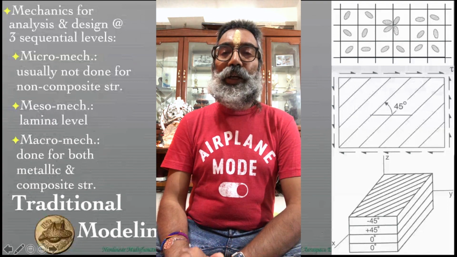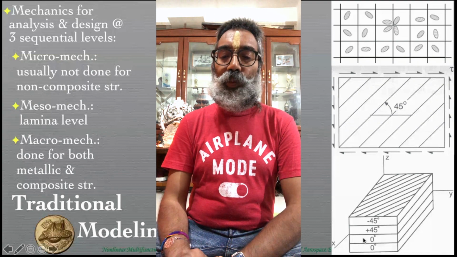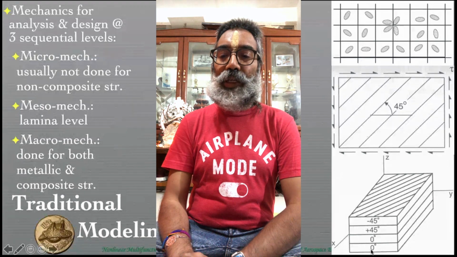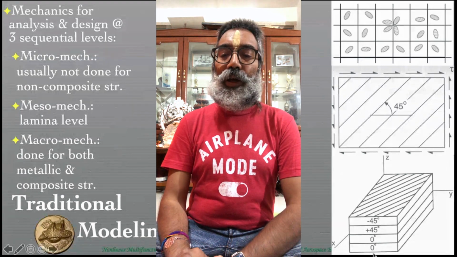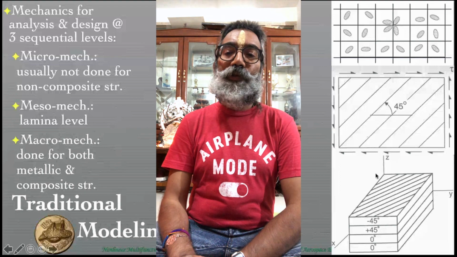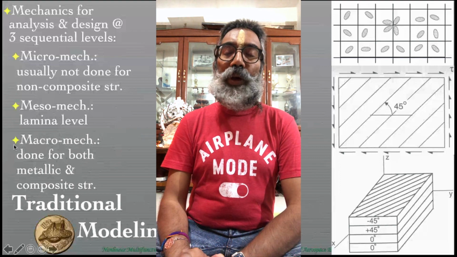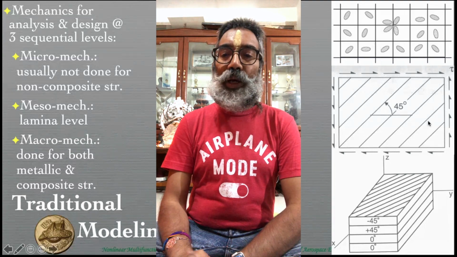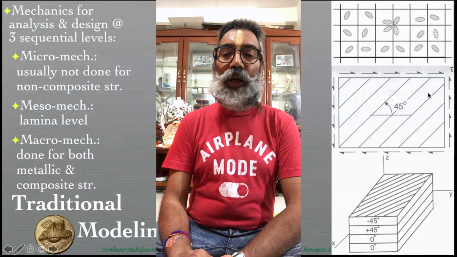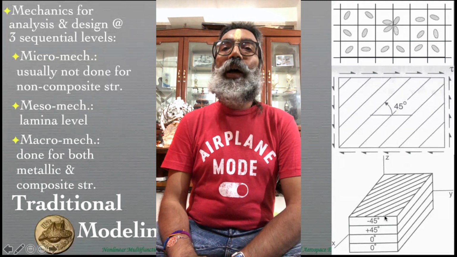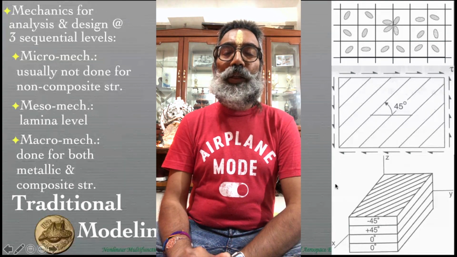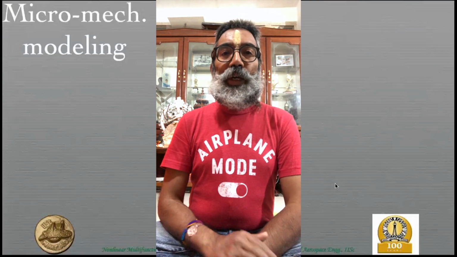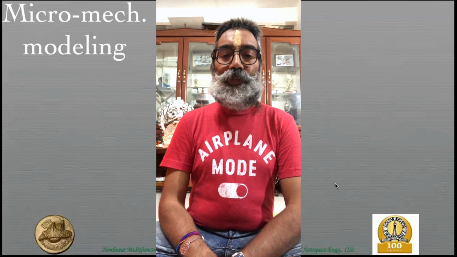So this is a generic example of theta 1 being 0 degrees, theta 2 being 0 degrees, theta 3 plus 45, and theta 4 minus 45 degrees, a 4-layer sequence of laminae which become a laminate. Now, we will go in steps. Today's class, we will look at micromechanics. Going forward, we'll look at mesomechanics at the lamina level, and then eventually we will look at the laminate analysis. So let's start with the micromechanical modeling as promised.